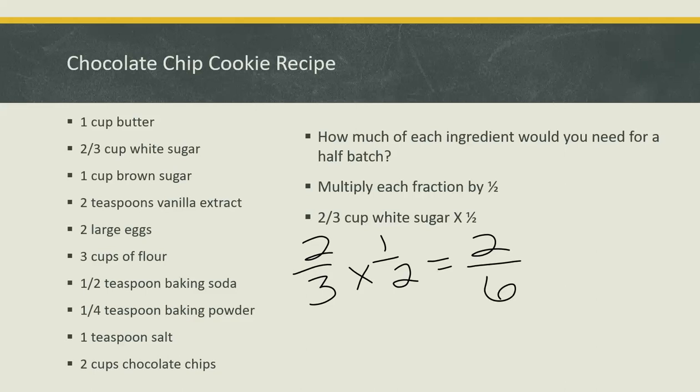2/6 can be reduced. I can tell that because they're both even numbers. That means they can each be divided by 2. 2 divided by 2 is 1. 6 divided by 2 is 3. This means I need 1/3 cup of sugar.